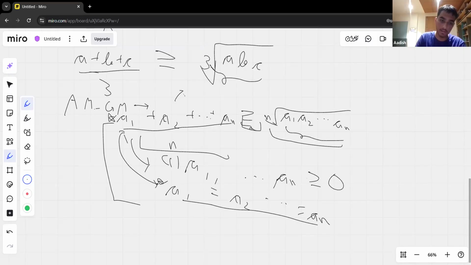If you have some numbers, say A1 to AN, then we say their geometric mean is: you take their product and you take their nth root. So if there are two numbers, you take their square root. If there are three numbers, you take their cube root.